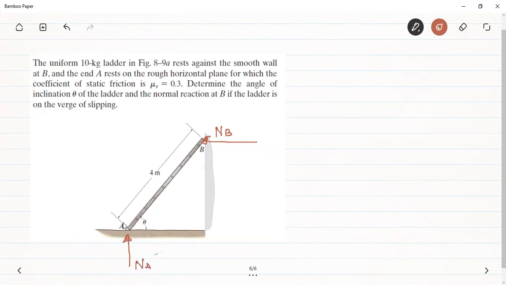Since the ladder is about to slip, point A is trying to go in the left direction. Therefore, the friction force has to be towards the right. This is the friction force. Another force will be the weight of the ladder, which acts at the center of gravity. This is the weight of the ladder. So this is all regarding the free body diagram. Here there will be no friction because it is a smooth wall.